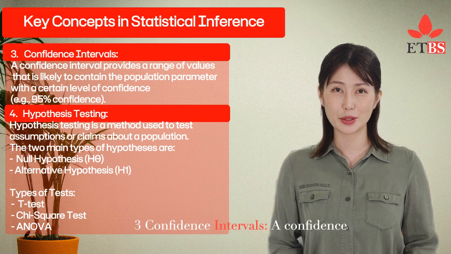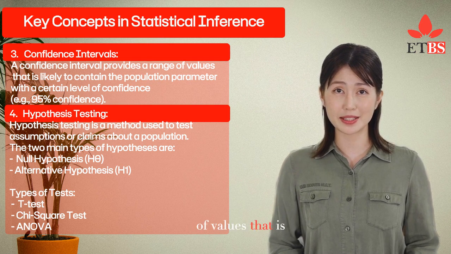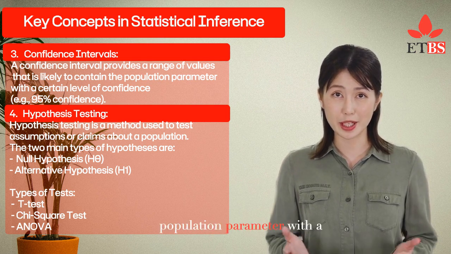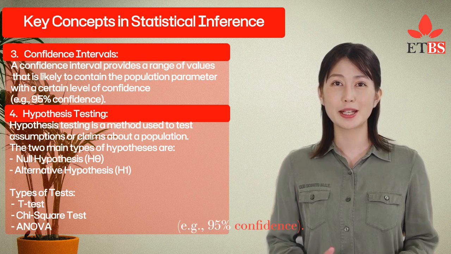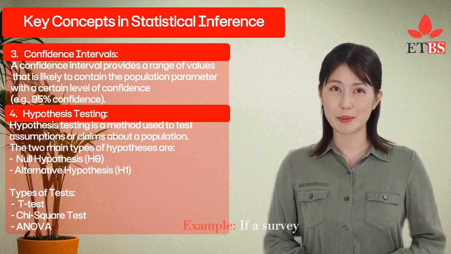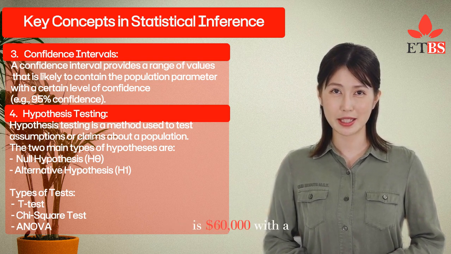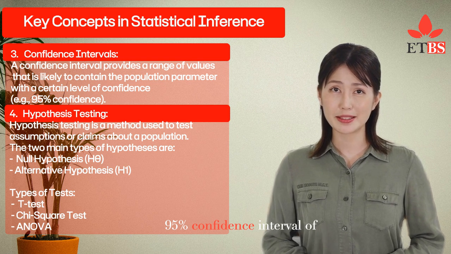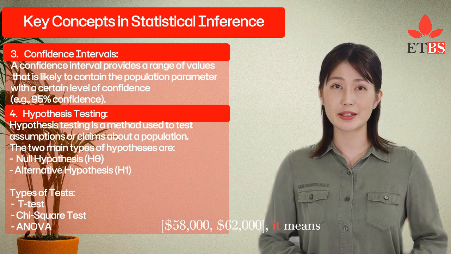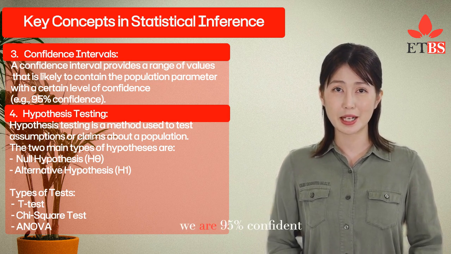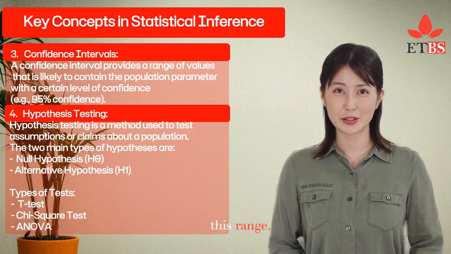3. Confidence intervals. A confidence interval provides a range of values that is likely to contain the population parameter with a certain level of confidence, e.g., 95% confidence. Example: if a survey estimates that the average salary in a city is $60,000 with a 95% confidence interval of $58,000 to $62,000, it means we are 95% confident that the true population mean salary falls within this range.